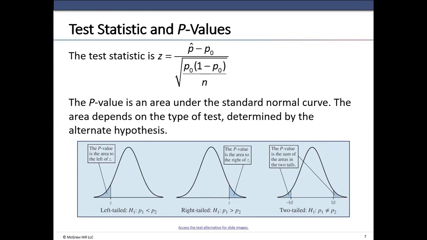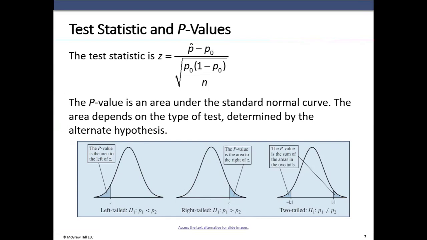If z is negative, we have a left tail test. So what is the p-value? The p-value in the case of a left tail test, when p hat is less than p0, is the area under the standard normal curve or z curve for z to be as extreme as what we have calculated, at least as extreme as what we have calculated.